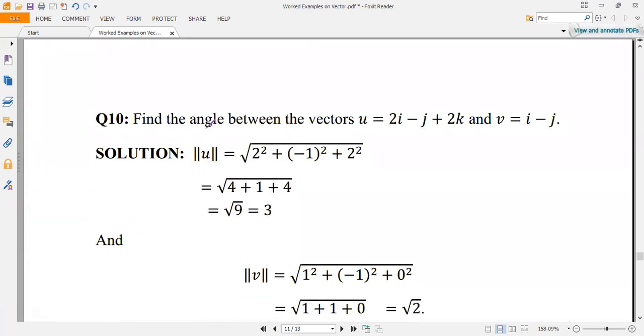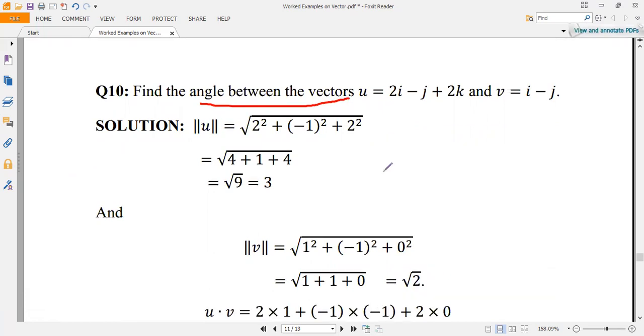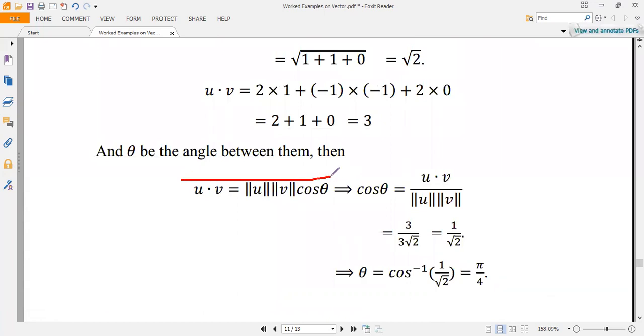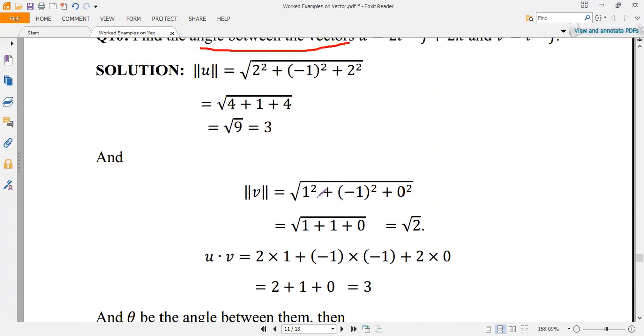The other topic is finding the angle between vectors. Find the angle between the vectors u and v. To do so, we can use the definition of a dot product. It says that if u and v are non-zero vectors, and theta is the angle between u and v, then the dot product of u and v is the magnitude of u times the magnitude of v times the cosine of theta.